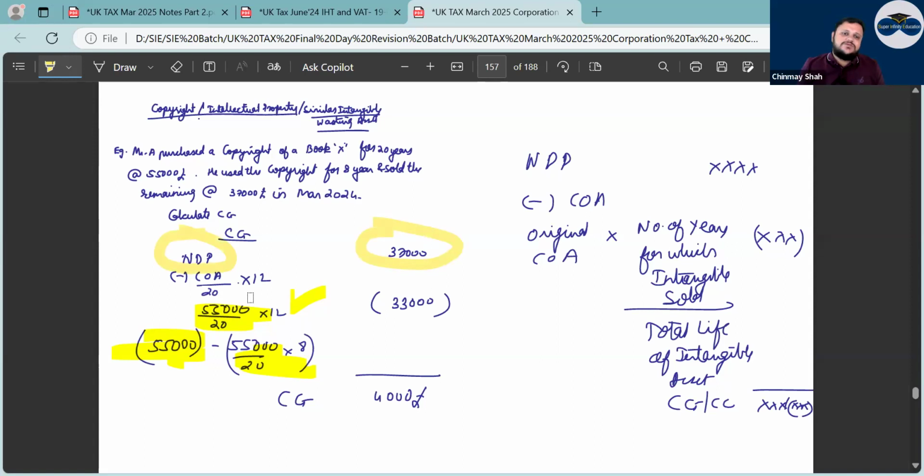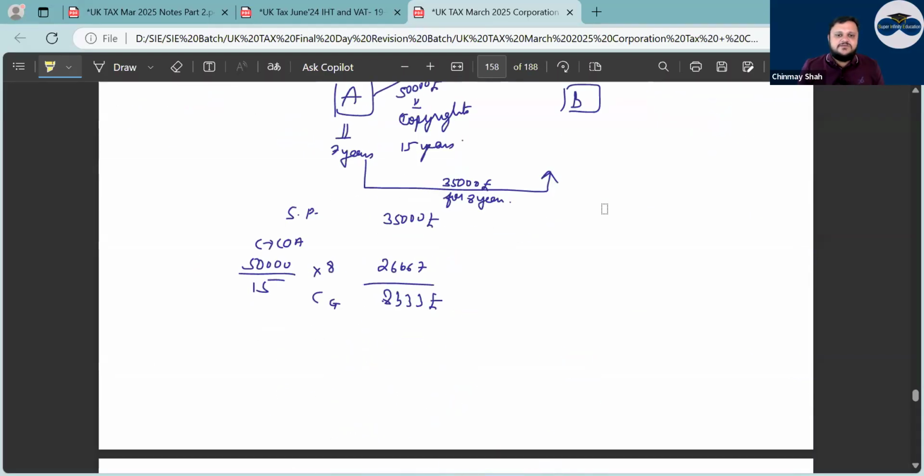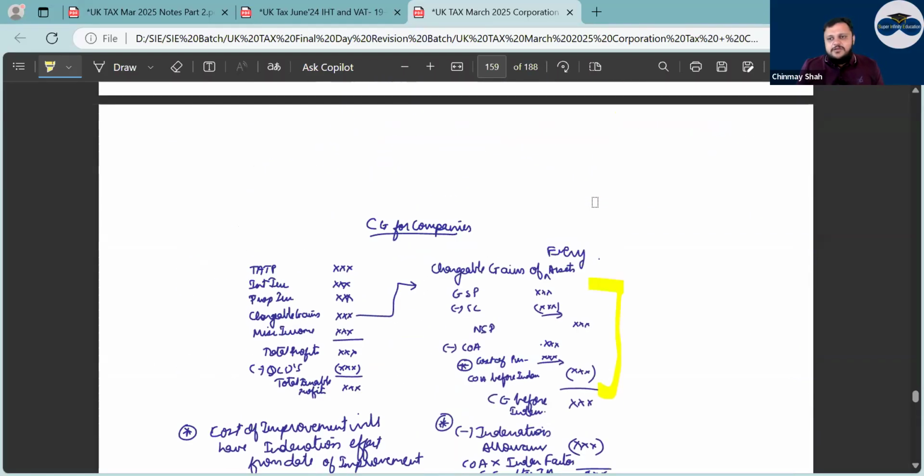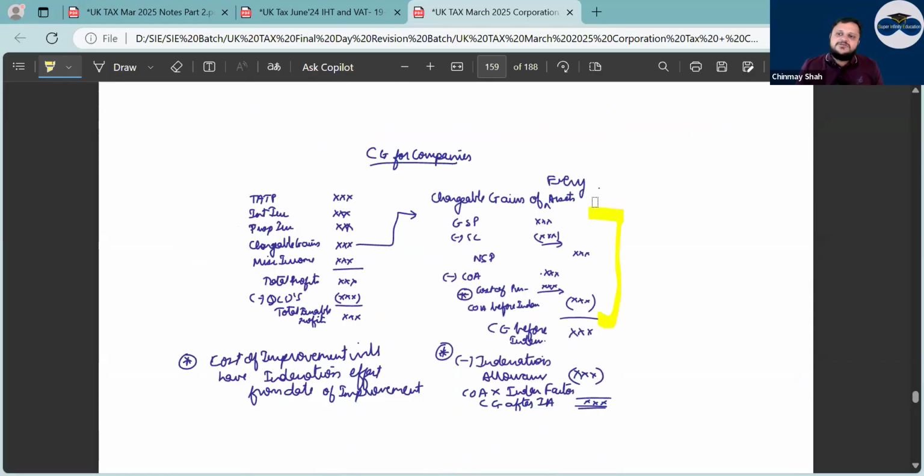So how will I do? Cost of acquisition by total life of 20 years into how much is remaining life? 12 years. I will multiply that, correct? And this is my CG, correct? So NDP minus cost of acquisition, original cost of acquisition into number of years for which intangible sold divided by total life of intangible asset, correct? With this, your normal losses and special, normal CG and special CG is over.